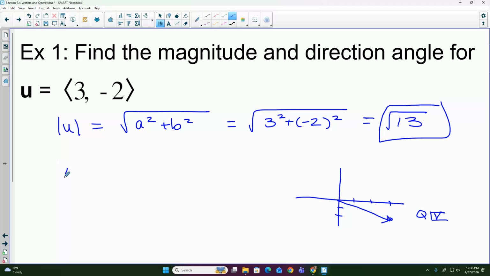So to find my direction, we know that tangent, if you're using your formula, it's just b over a. Or you could think of this as a triangle. Here's our angle, opposite over adjacent. How do we get the angle by itself? What do we have to do? Tangent inverse. Remember, we always do the reference angle by doing the positive. So make sure you're in degree mode. So tangent inverse of a positive 2/3.